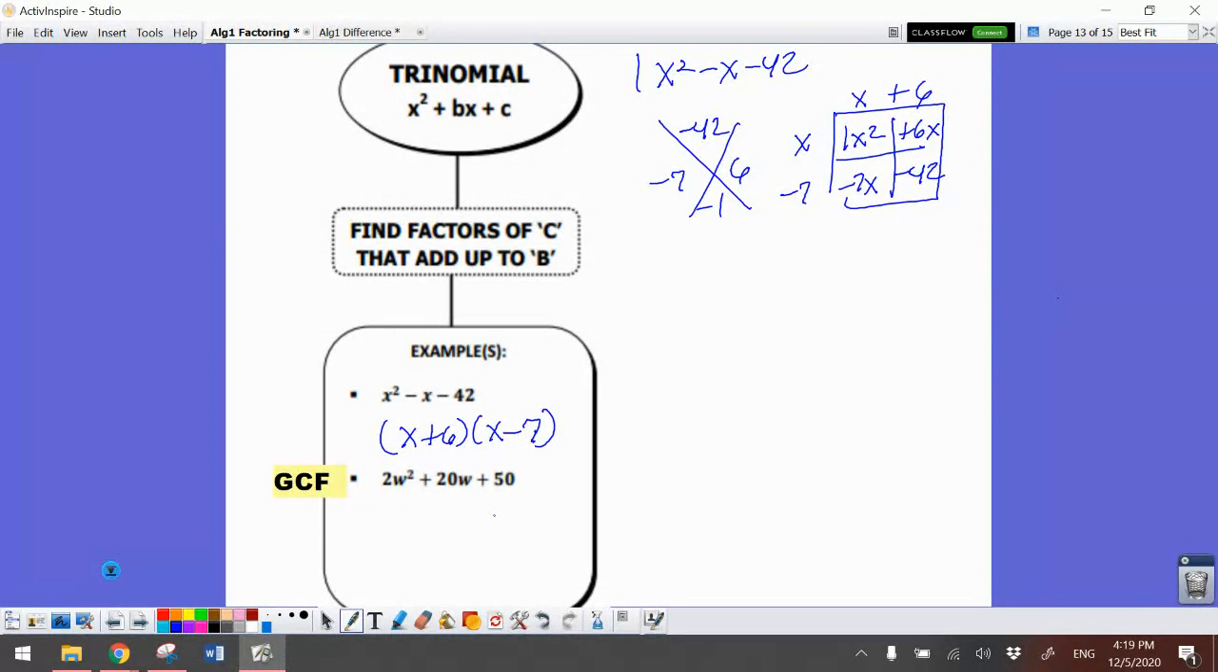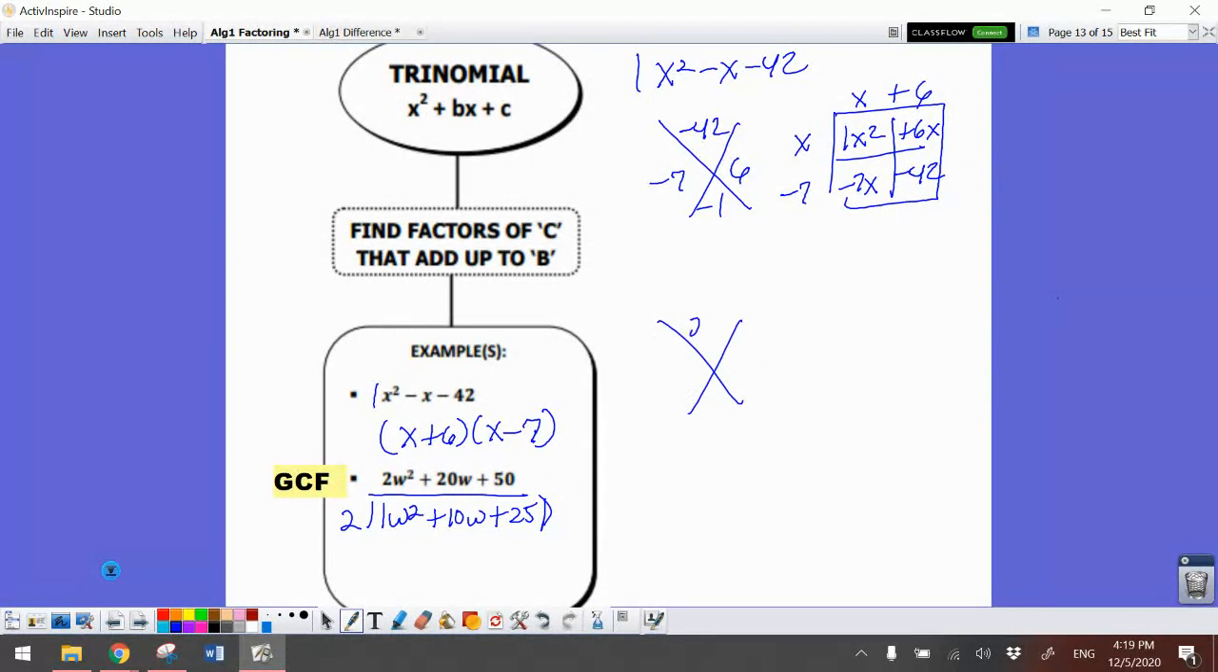Now the next one may look like I'm ready to go directly to my crisscross, but remember, the first thing I have to look for is GCF. And on this top one, I knew I didn't have to do anything because my A was 1. But if I look at the next one, I see there's a 2, a 20, and a 50. So I need to divide this by 2. So I have a 1w squared, a 10w, and a 25. That makes it much easier.